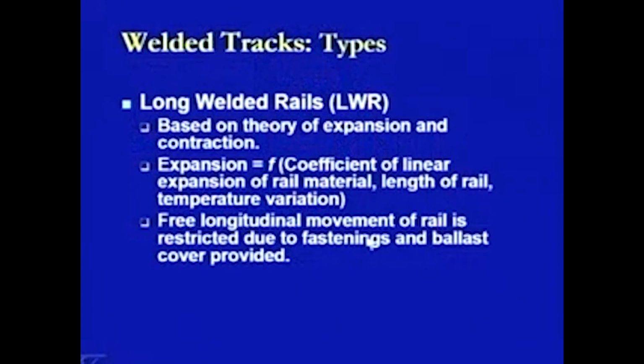Now, in this sense, how can we control or decide what should be the total length of the long welded rail or LWR rail section? Here the free longitudinal movement of the rail is restricted due to fastenings and the ballast cover provided. As we have seen previously, there is a certain amount of resistance offered to this movement or expansion of the rail section, and this resistance is coming through the accessories provided between the rail sections to connect them to the sleepers.